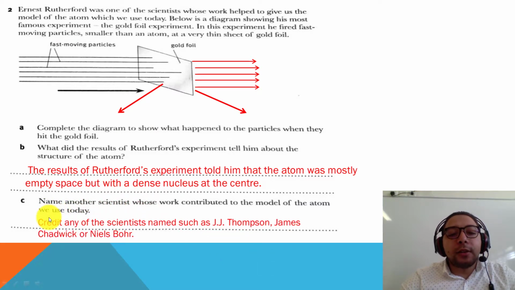We have too many scientists, so we can give any credit for J.J. Thomson, and we have too many of them. You can take the marks for any of the correct names.